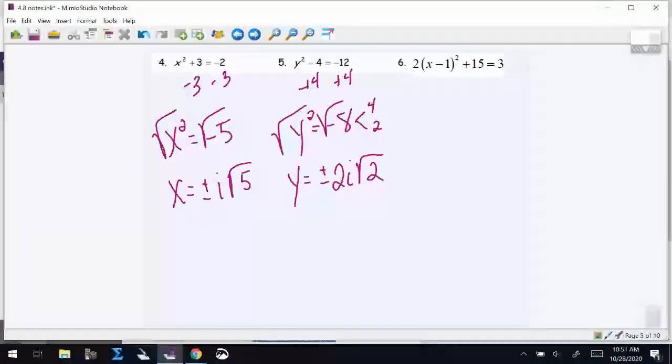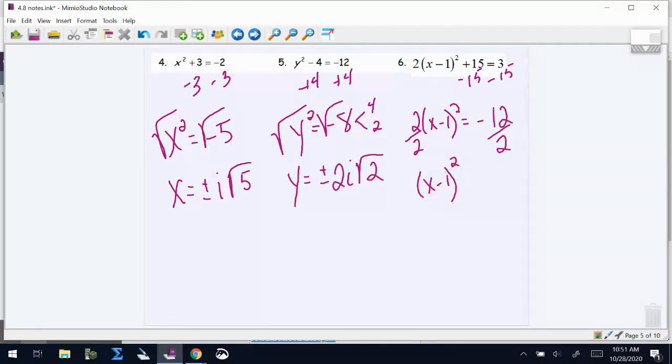Last one is a little longer. This might be one that you want to jot down just because it has a few extra steps. So we're going to subtract 15 to start the isolating process. So we have 2(x minus 1) squared equals negative 12 when I do 3 minus 15. Then I have to divide. Remember, I cannot distribute because that parentheses is being squared. So I have (x minus 1) squared equals negative 6.